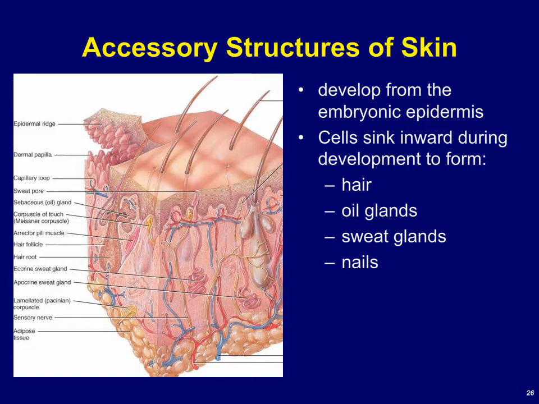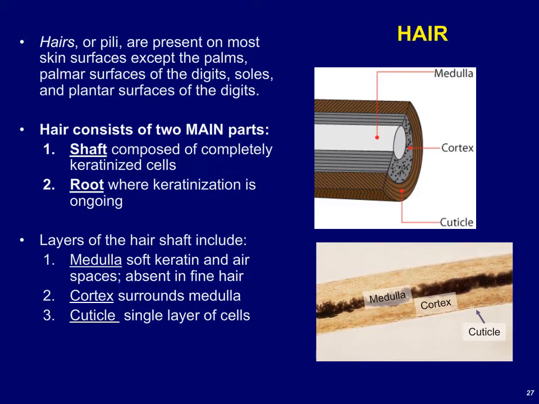Okay, now we're going to talk about some of the accessory structures of the skin, and these develop from the embryonic epidermis. That is, they're composed initially of epithelial tissue. And the accessory structures we're going to talk about include things such as hair, the oil glands or sebaceous glands, sweat glands, and also nails. So hairs or pili are present on most skin surfaces except for the thick skin found on the palms of the hands and also the soles of the feet.